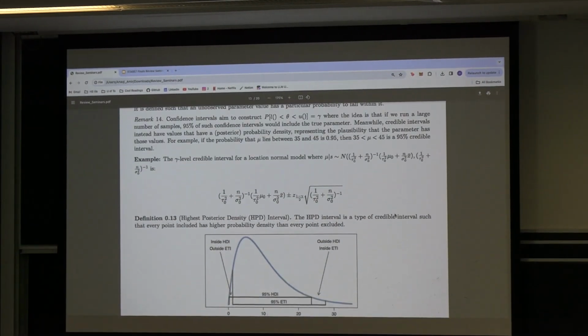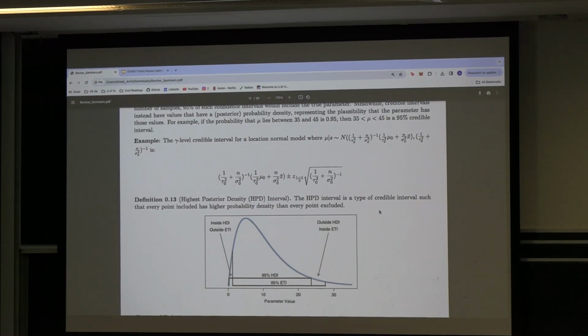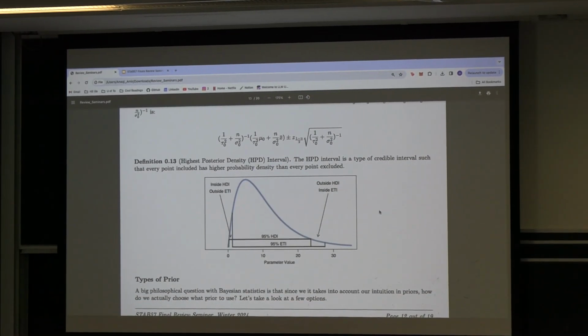So we've talked about credible intervals. The next one is the highest posterior density, or HPD. HPD is basically an interval where, as you can see in the picture, everything inside the interval has a higher probability than everything outside of it.